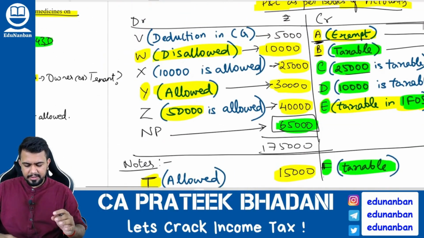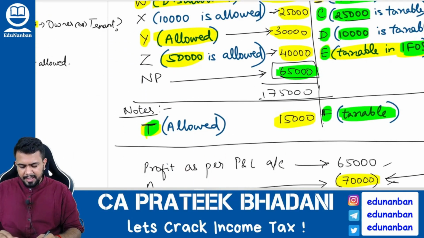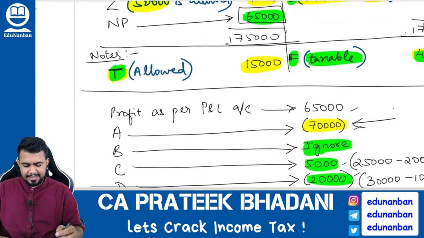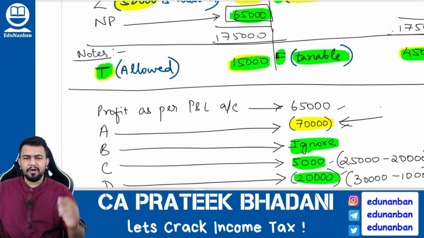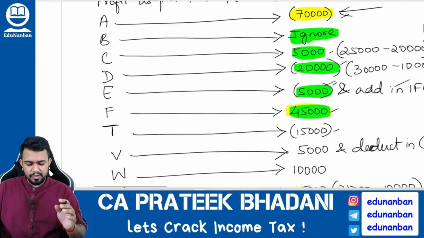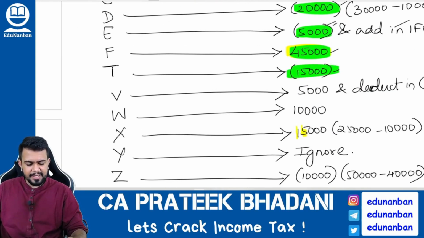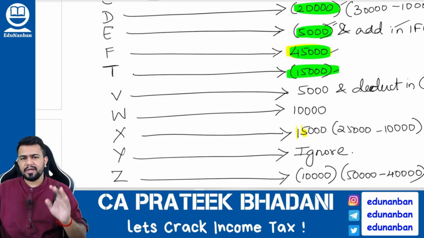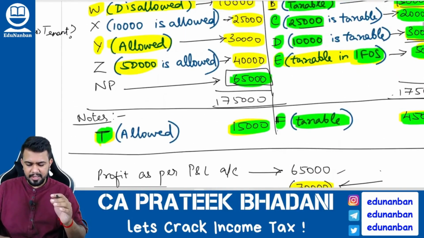Okay. Next, let us see transaction T. Transaction T is an allowed expenditure of 15,000, but it is nowhere mentioned in the profit and loss account. Since it is not mentioned in the profit and loss account, it would not have been reduced while calculating the net profit. So now what you have to do? You reduce it. Since it was not reduced already, now you reduce it to find out the PGBP income.